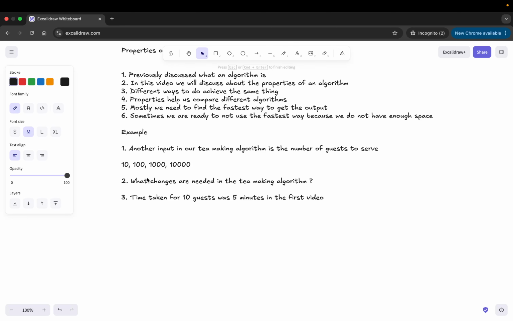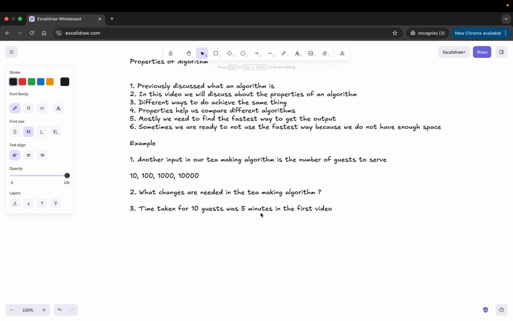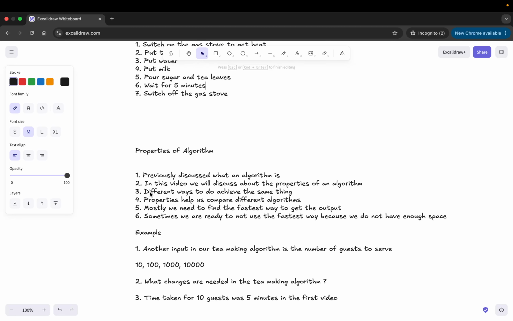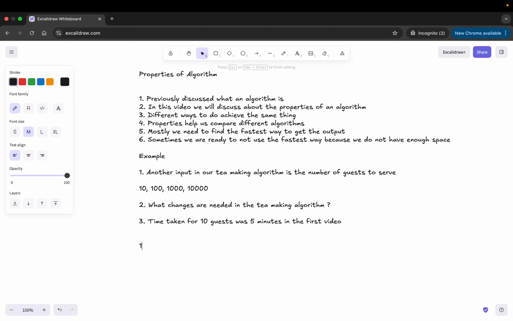So my next question is, what changes are needed in the tea making algorithm? Assuming that the time taken for 10 guests was 5 minutes. Okay, so suppose there are 100 people. Maybe we need to increase the utensil size. We increase the utensil size and we heat it for. Now, if you have increased the utensil size, it's going to take some more time to prepare the tea, right? In the 5 minutes the tea will not be prepared because now the quantity of milk, water, tea leaves, sugar, etc. are more. So assume that we need to heat it for 10 minutes.